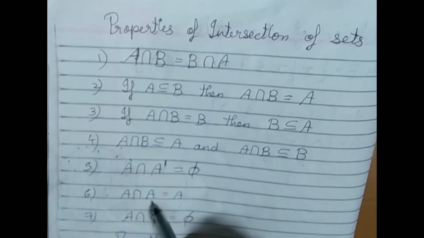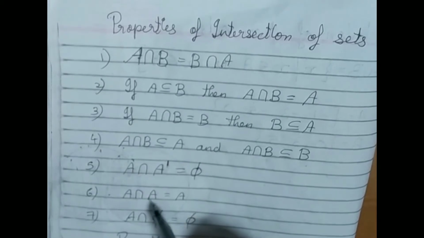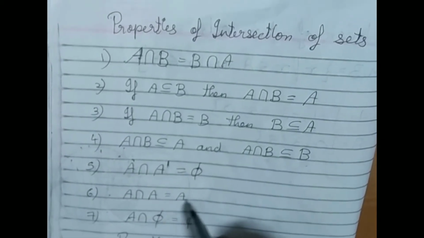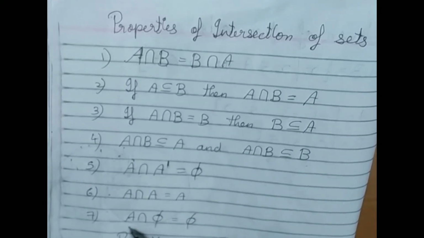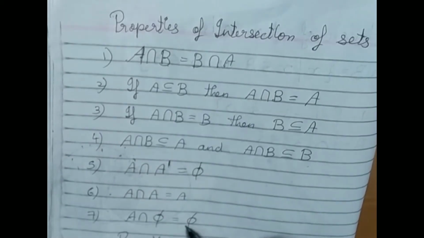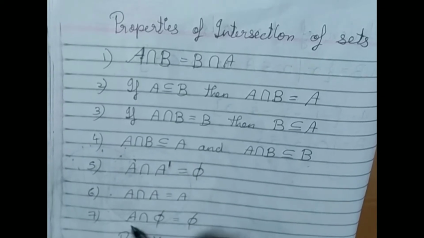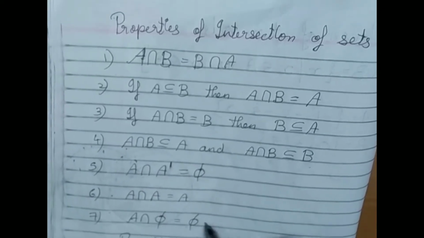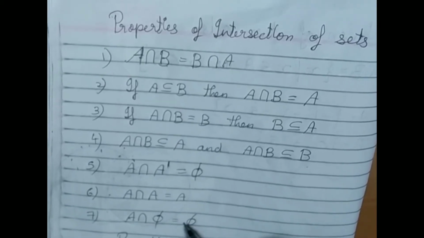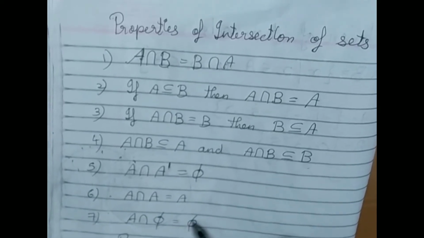A intersection A will be the set A itself. If we take the intersection of A with A itself, it will be equal to A. Then A intersection empty set is equal to empty set. A intersection empty set means what? The empty set has no elements, so there will be no element common in A and the empty set. That is why we get the empty set. So A intersection empty set is equal to empty set.